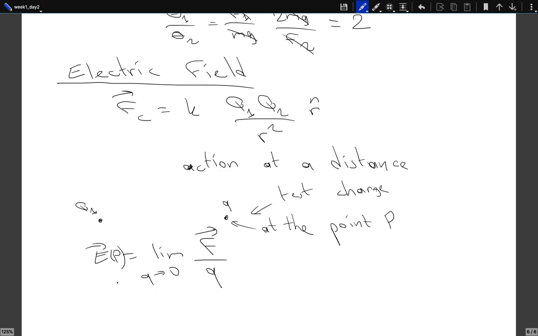So the electric field at the point P is defined like this. You just go to that point, put a very small test charge, and calculate the force that test charge feels, divide by the magnitude of the charge, and take the limit that this charge goes to 0.